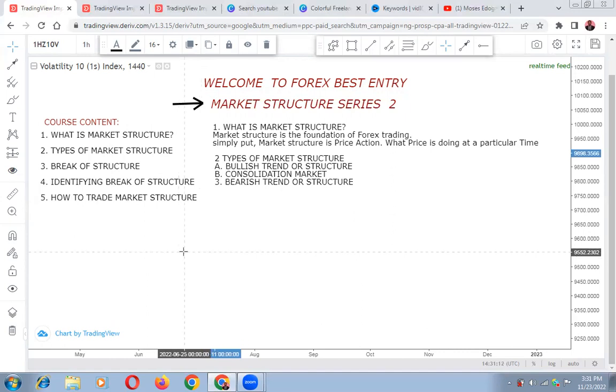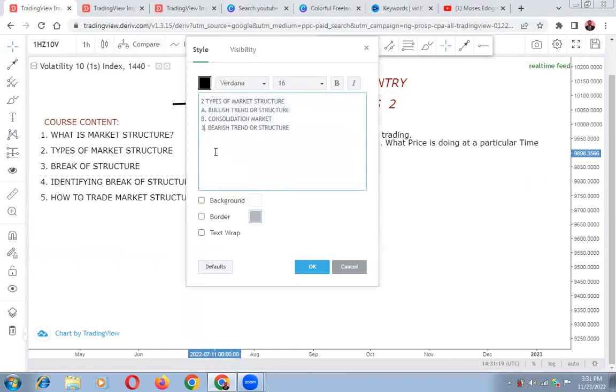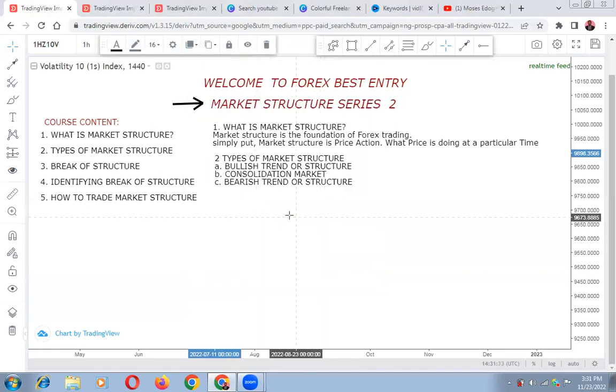And once you're able to identify the structure of the market, then we can begin to talk about the types of market. Then you can now know how to trade such markets. I'm just trying to look for a way that you're able to see it very, very clearly.